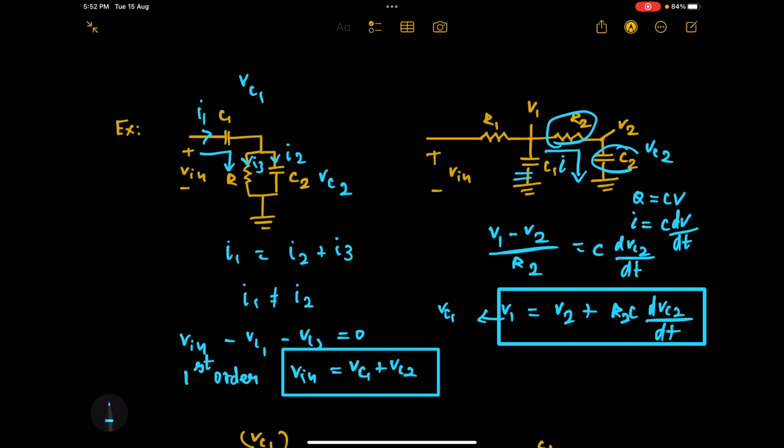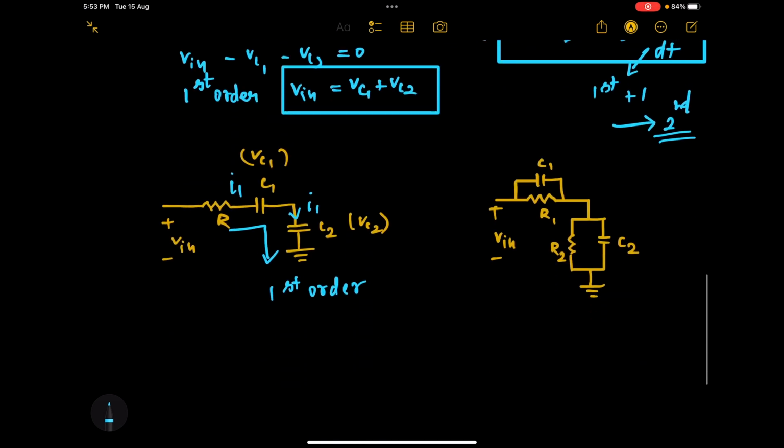So you just have to add 1 to the order of this relationship, and that gives you the order of the entire circuit. Here this is first order, so add 1 to it, which gives us 2. So this is a second order circuit. Even though there are two capacitances in the previous circuit, it turns out to be first order, and in this circuit also you have two capacitances, but it turns out to be second order. So be careful when finding the relationship between the voltages of the capacitances.